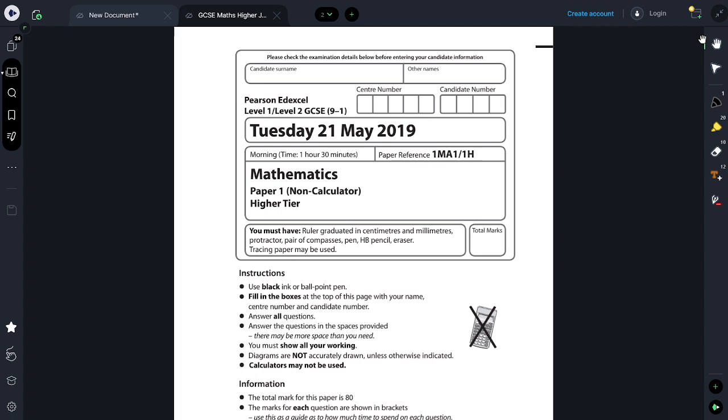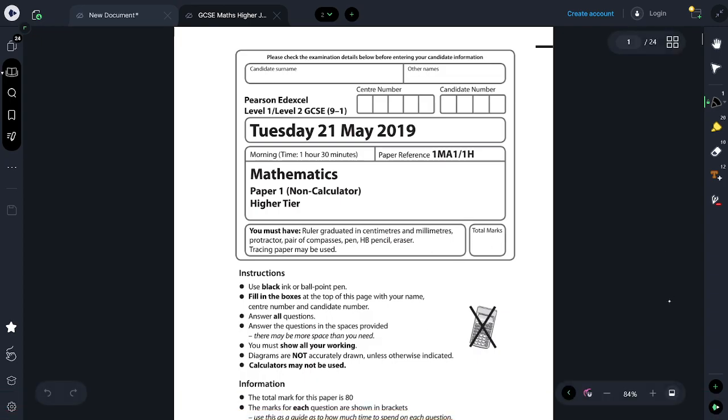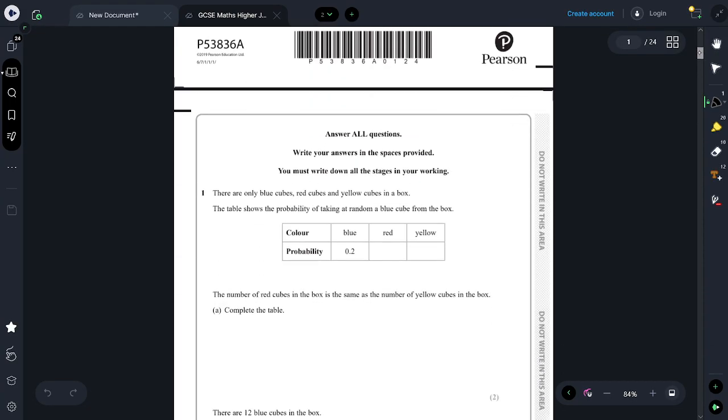Okay, so we are continuing with some GCSE revision. Yesterday we did the 2018 paper, and today we're going to do the 2019 paper. Again, this is paper one, non-calculator, in preparation for the exams on Thursday with your non-calculator paper. There's not much to say, so let's get started.